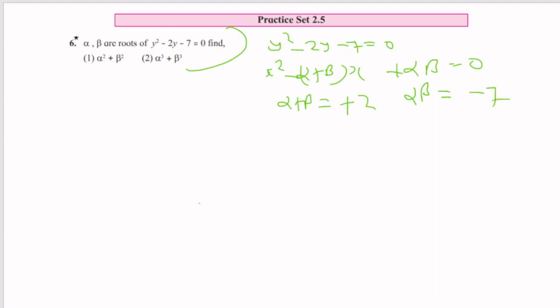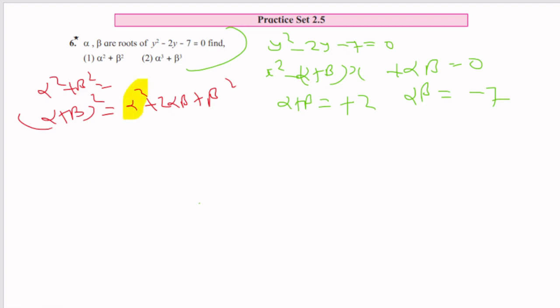Now we have to find what? Alpha square plus beta square. For that, you have the formula. What is the formula for alpha plus beta whole square? Alpha square plus 2 alpha beta plus beta square. What is your requirement? Your requirement is to get alpha square plus beta square. Keep alpha square and beta square on one side. So alpha square plus beta square, simply move 2 alpha beta to the right hand side. So alpha plus beta whole square minus 2 alpha into beta. Now substitute the value. What is alpha plus beta? Alpha plus beta is 2, so 2 square.